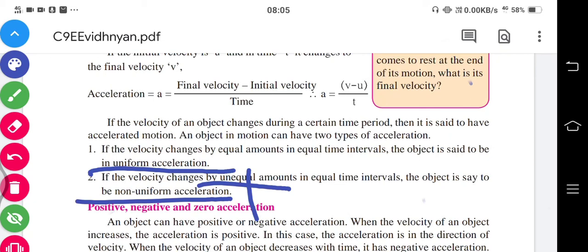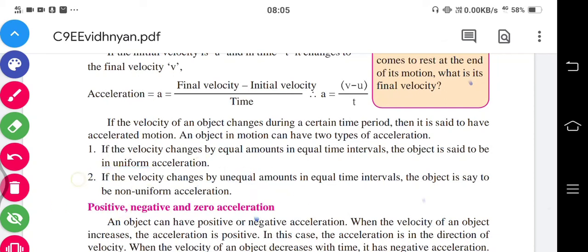So, understood? First uniform motion and non-uniform motion, after that uniform acceleration and non-uniform acceleration. How to calculate acceleration? Change in velocity upon time, and change in velocity is final velocity minus initial velocity. So the formula is a equals v minus u upon t. This may be asked in examinations, mostly as numericals in the physics part.